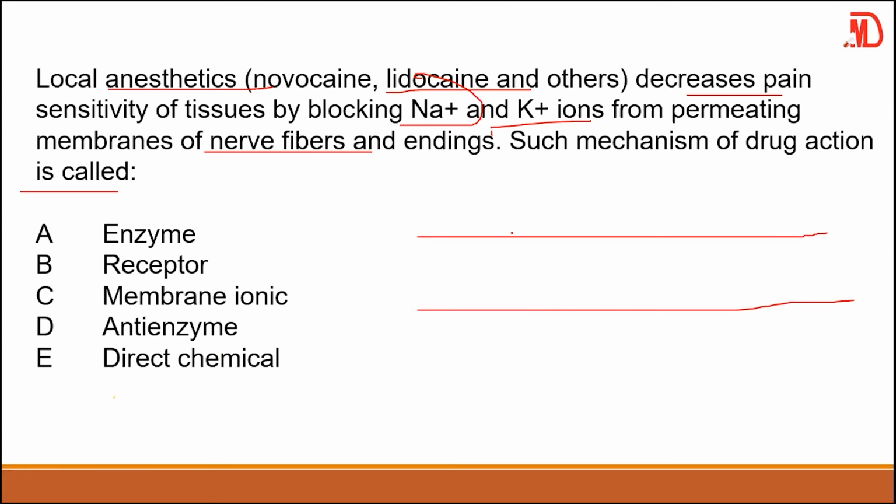We find them on membranes. Don't forget membranes. Come on, guys. You have the potassium chloride pump, the sodium potassium pump. They are all on the membrane. So over here, what's the mechanism of drug action? You are dealing with membrane ions. So your answer here is C. Membrane ions. Why? Because these sodium potassium ions are found on membranes.